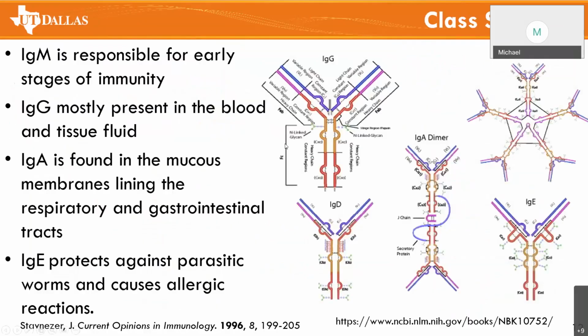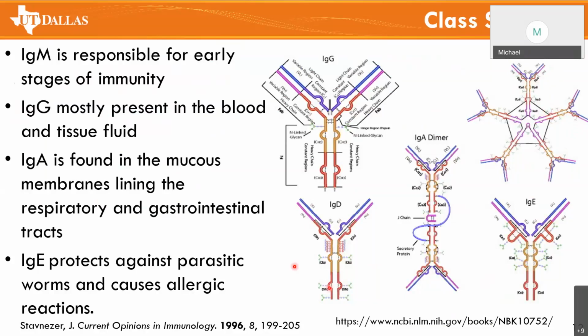And so, like I said, you have different antibodies, and now you can see how these look. IgM is the first antibody that's produced by a B cell. When it's secreted from the B cell, it's usually in a pentamer form, so it has 10 different areas where pathogens can bind. When it's on the B cell membrane, it's only a monomer. It's basically responsible for early stages of immunity.